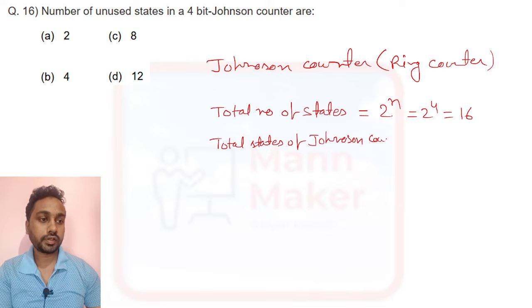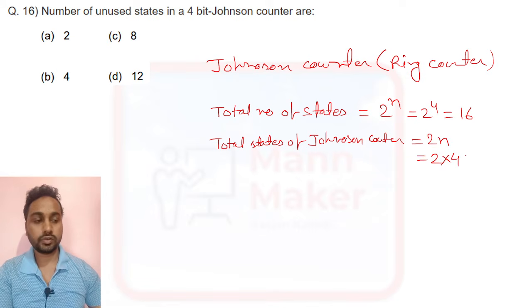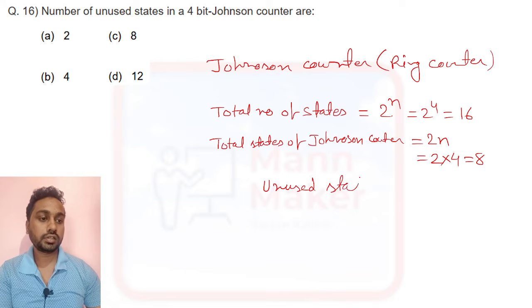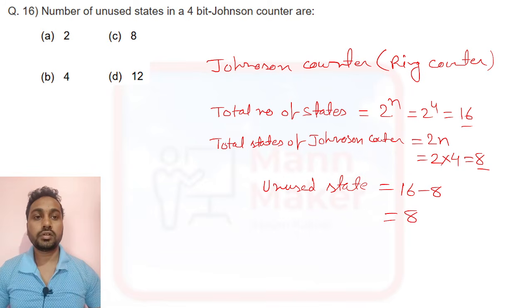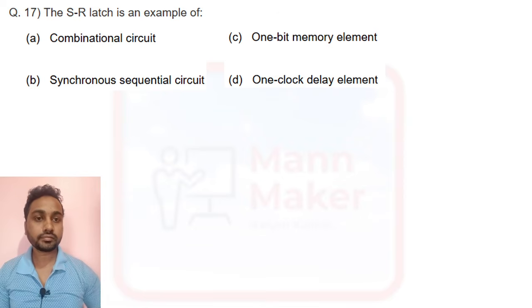And if you see the total states of a Johnson counter, that will be 2 into n, that is 2 into 4, which is 8. So we have unused states, how many? Total is 16 and Johnson is 8. So 16 minus 8, that is equal to 8, is your right answer. So the number of unused states in a 4-bit Johnson counter is 8 only.